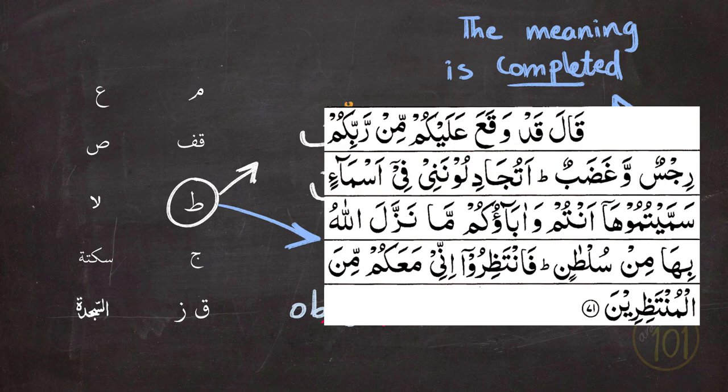Now notice here what comes before the sign of ta is a complete sentence. What comes after it, however, is a question, is a new sentence. And this question goes on until the next ta sign, which means that the question is completed. This is the end of the question.